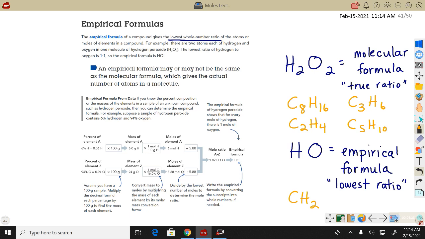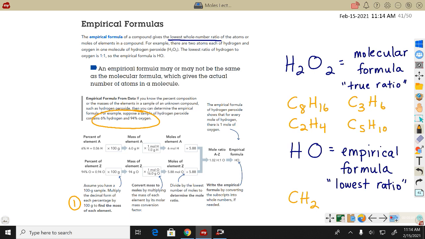Here's a good roadmap that shows you the type of data we'll be given and how to use that data to calculate the formula. So in the last section, we had the formula, we knew what the compound was, and we were trying to figure out the percent composition. Now it's opposite. You would be given the percent composition and have to figure out the formula. And so here's step 1. Step 1 is to assume that you have a 100-gram sample.